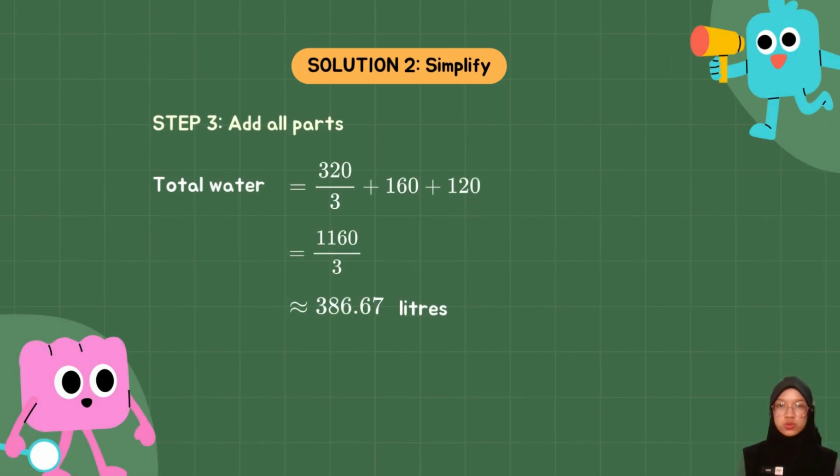So solution 2, which we need to simplify them. So step 3, we add all the parts. So total water, which is equal to 320 over 3 plus 160 plus 120, we will get 1160 over 3, which equals approximately 386.67 liters. That's the amount of water after 4 hours.